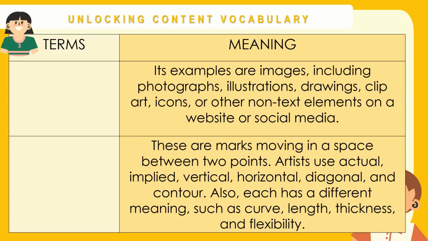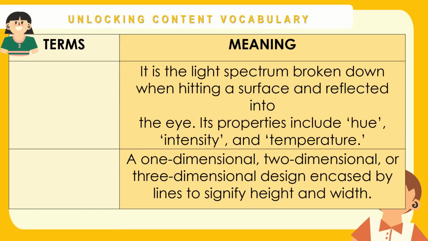These are marks moving in space between 2 points. Artists use actual, implied, vertical, horizontal, diagonal, and contour. Also, each has a different meaning, such as curve, length, thickness, and flexibility. It is the light spectrum broken down when hitting a surface and reflected into the eye. Its properties include hue, intensity, and temperature.